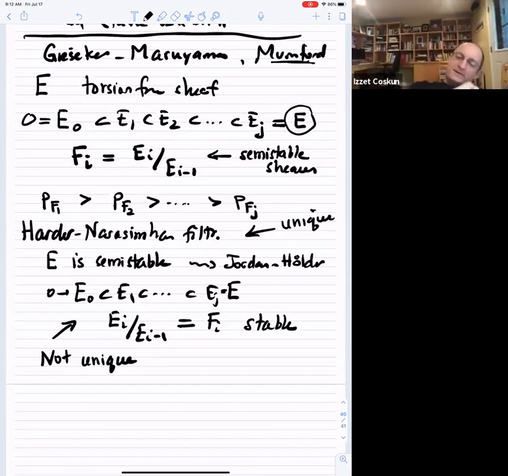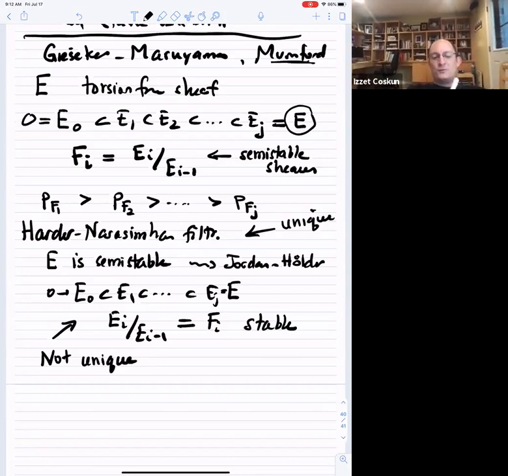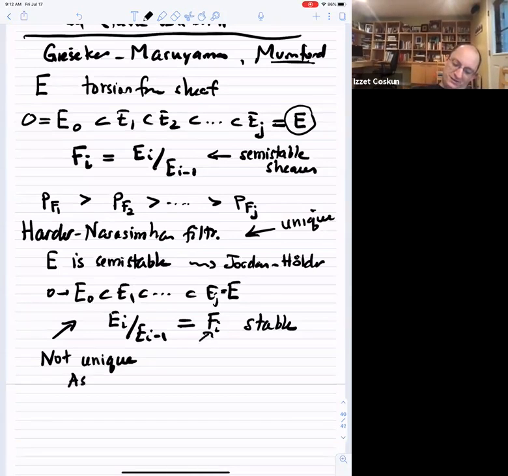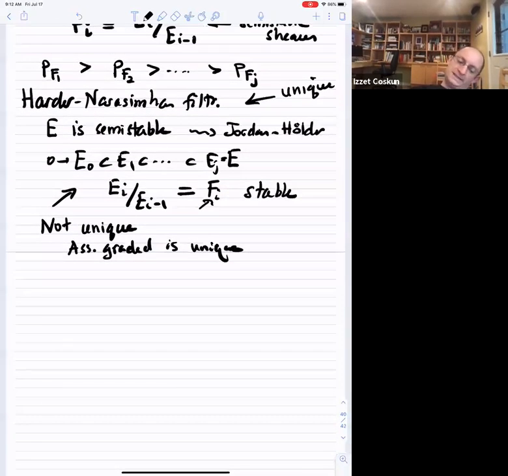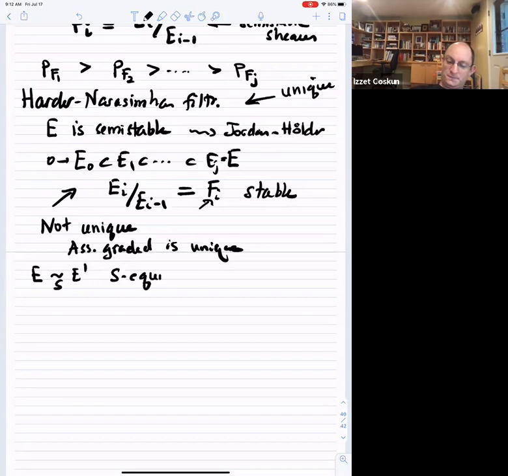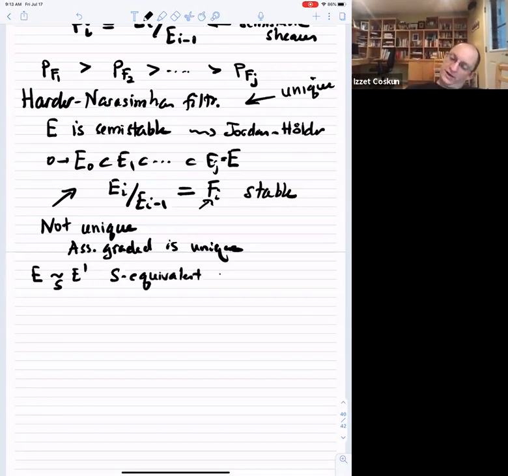For instance, if you had just the direct sum of two things, you could reverse the order or whatever. But what is unique is the factors themselves, or the associated graded is unique. The associated graded object is unique. And what you do is you call two semi-stable bundles S-equivalent: E and E prime are S-equivalent if they have the same associated graded.